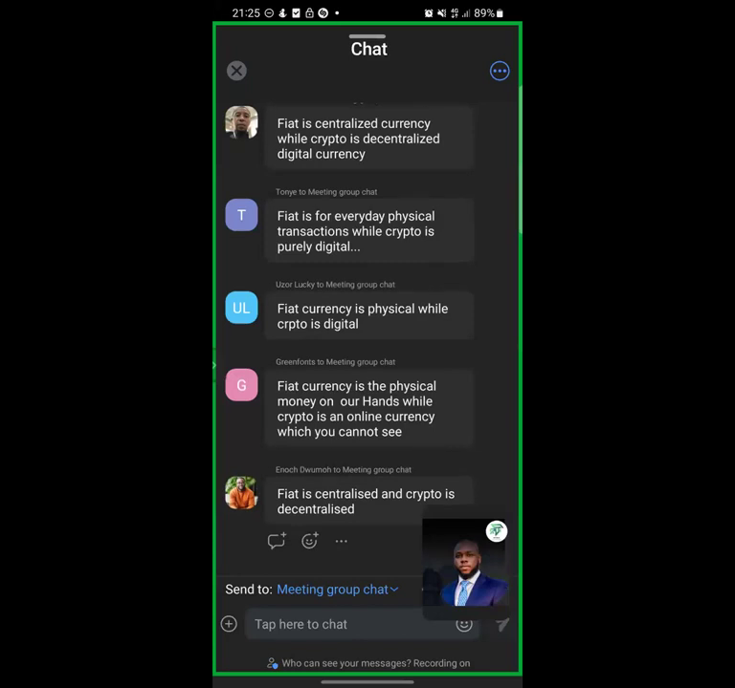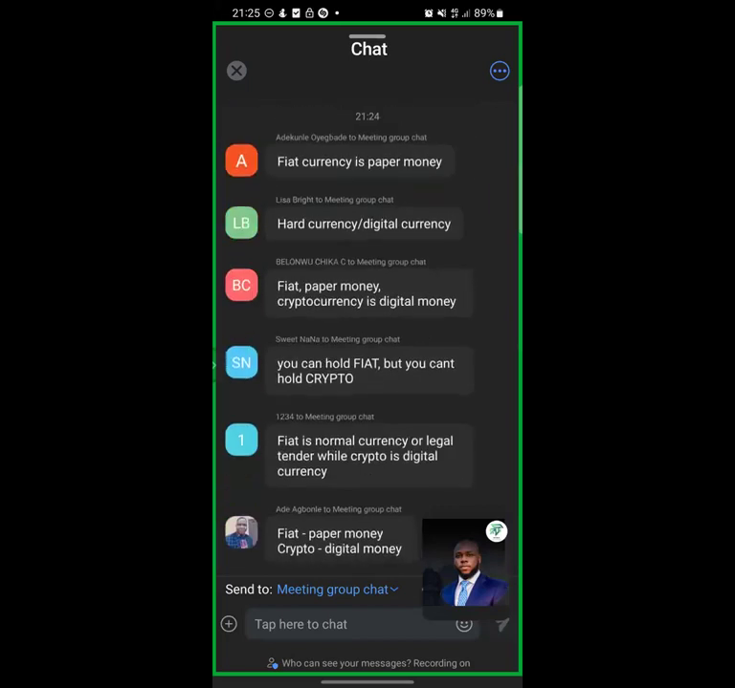All right, so fiat is centralized, while crypto is decentralized. Correct. Like I said, in any way you can understand, as long as you're understanding the correct thing, please go right ahead. Just know that fiat currency is literally paper money, your legal tender in whatever country you're in, the money you can put in your wallets, in your pockets, as long as you can hold it with your hands. That is fiat, paper money. Cryptocurrency is digital currency.